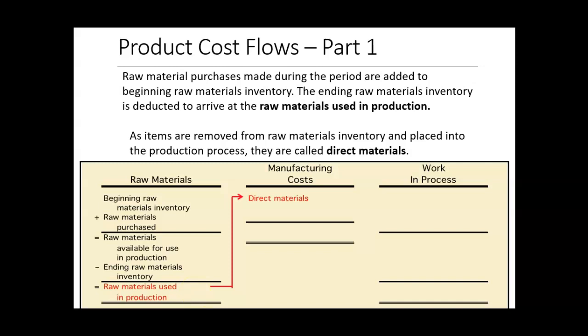So think about our particular example with the raw materials we had before. If we begin with 5,000, but then you purchase, say, 60,000, that would give 65,000 worth of material. But if you only have 20,000 remaining, that means 45,000 was used in production. That cost goes to your direct material cost, which is part of your manufacturing cost.